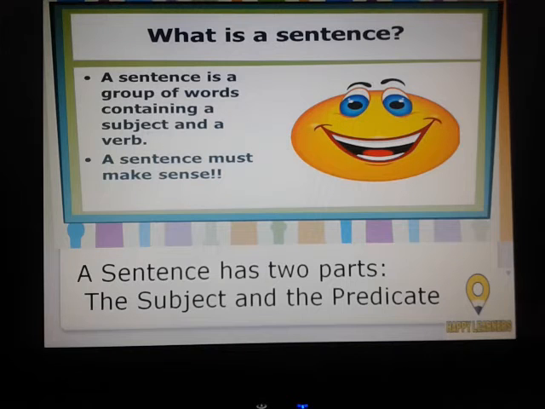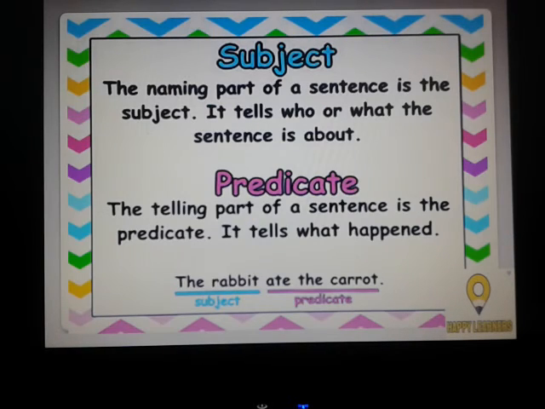Now a sentence has two parts, the subject and the predicate. The subject is the naming part of a sentence. It tells us who or what the sentence is about. So for example, in the sentence, the rabbit ate the carrot, the subject would be the rabbit.